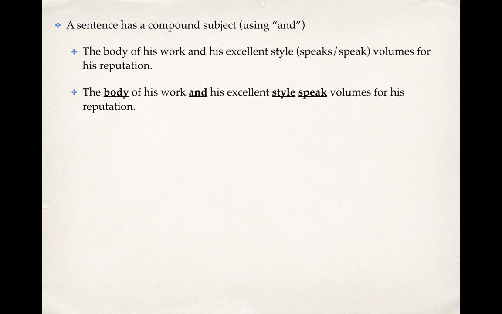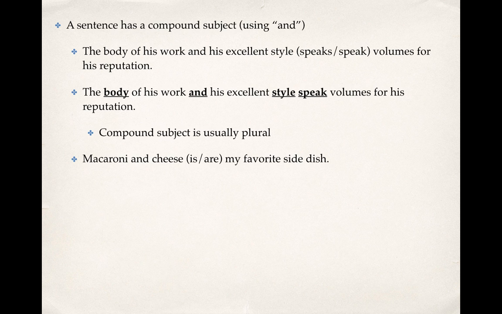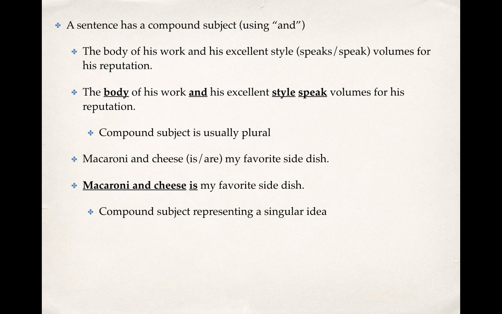So this is what I would say, a simple compound subject, and it is usually going to be plural when you have two words joined by and. They speak volumes. There are a couple exceptions, such as in a sentence like this, macaroni and cheese. And this one you probably can hear that the correct verb choice is: macaroni and cheese is my favorite side dish. Now, why do we treat this one as singular instead of plural, as in the earlier example? That's because we have a compound subject representing a singular idea, like apple pie and ice cream is my favorite dessert. So hopefully that makes sense. That's just a little exception there.